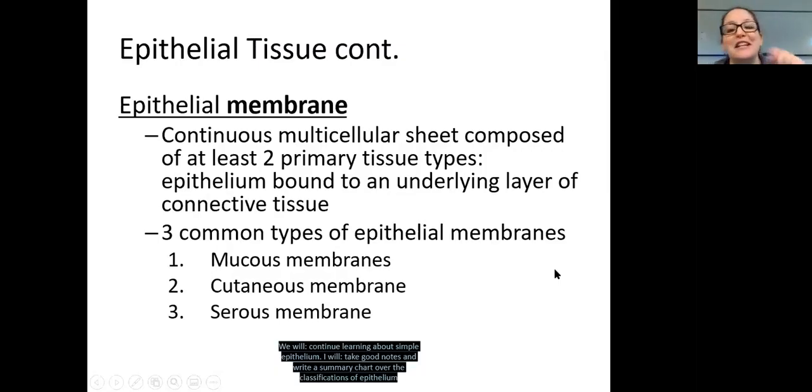Okay, so here are the membranes. So here are our epithelial membranes. These are continuous multicellular sheets composed of at least two primary tissue types, epithelium bound to an underlying layer of connective tissue, because everything's bound to an underlying layer of connective tissue, you will find. The three common types are our mucous membranes with those goblet cells, our cutaneous membrane, and our serous membrane.